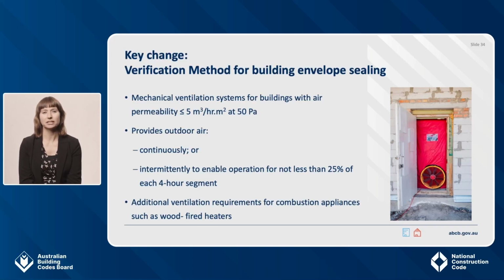To use this verification method to meet the performance requirement, you first need to know the air permeability of the building. To do this, you need to undertake a blower door test. Should the resulting air permeability be less than or equal to 5 metres cubed per hour per metre squared at 50 pascals, the building must have a mechanical ventilation system that can be run continuously, or intermittently, where the system has controls that enable operation for not less than 25% of each 4-hour segment. In addition to continuous ventilation, extra ventilation openings for combustion appliances, such as gas and wood-fired heaters, are also needed.